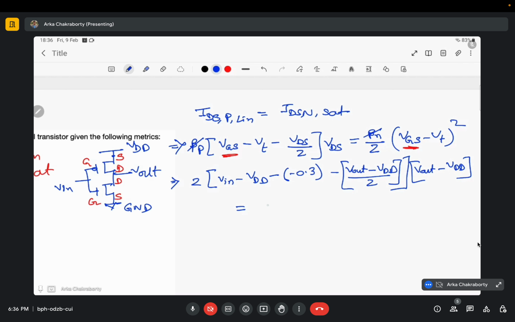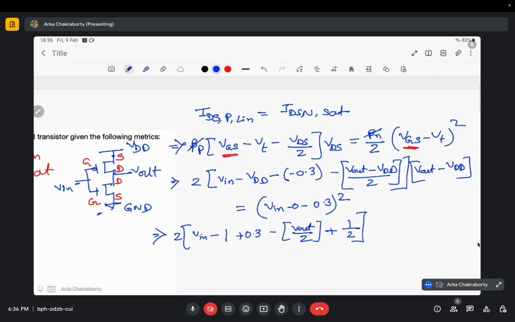This is equal to, I have taken the 2 on this side, so it will be VGS for NMOS. VGS is equal to V in minus ground, minus 0, minus VT, where VT of NMOS is equal to 0.3 volt. Correct? So let's try to solve it. Okay, so 2 times (V input minus VDD, which is 1 volt, plus 0.3 volt minus V output by 2, minus minus plus VDD, which is 1) by 2, times (V output minus VDD, which is 1).